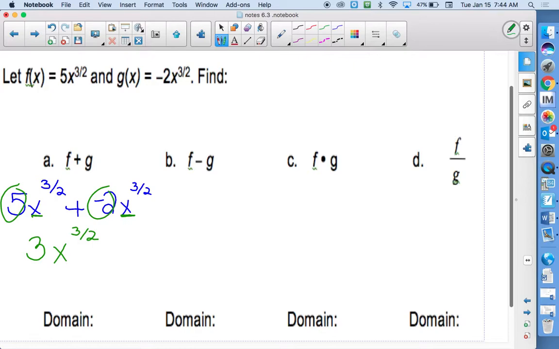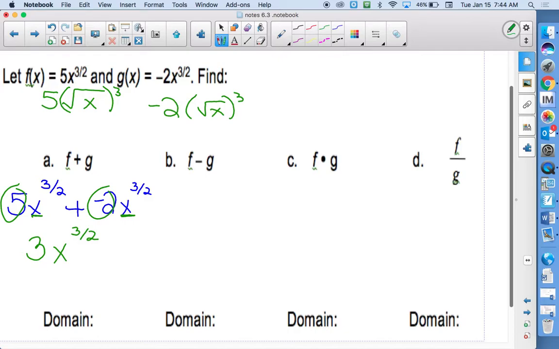So then underneath it, there are 4 different pieces dealing with domain. So it also wants us to find the domain of the problem. And to get the domain, you need to think of the domain of the original problem. So the original 2 equations that we're starting with, we need to think about those domains. If you rewrite this, you have a 5, and then 3/2 is really the square root of x cubed. So this is negative 2 square root of x cubed. That's how we would write it as a radical.